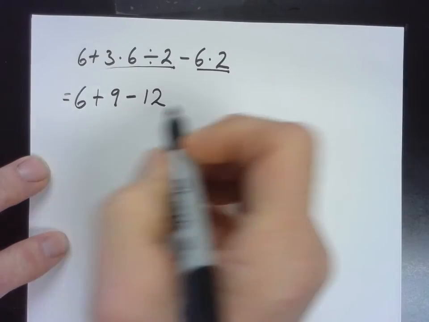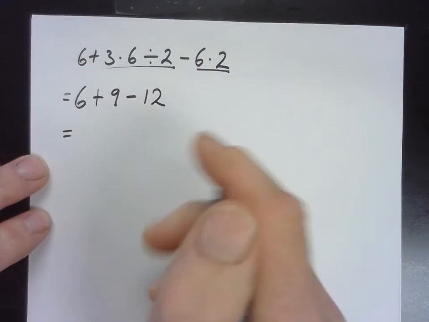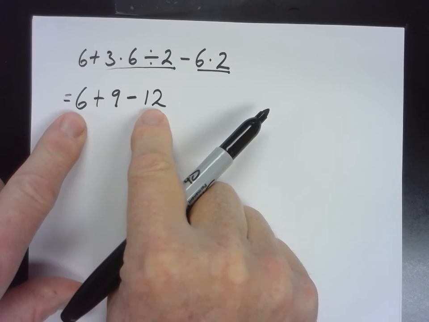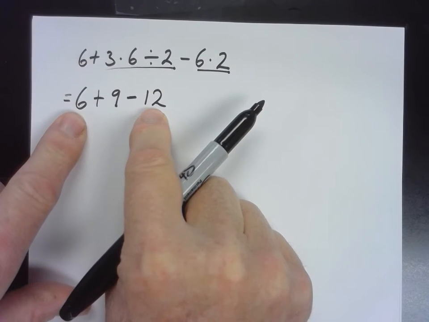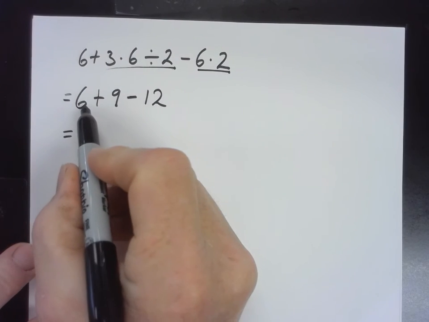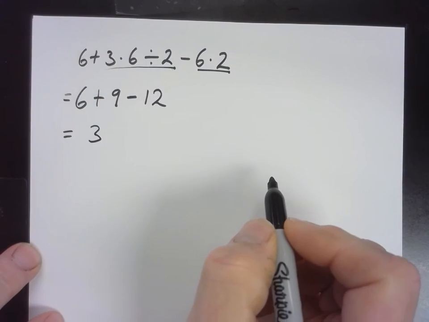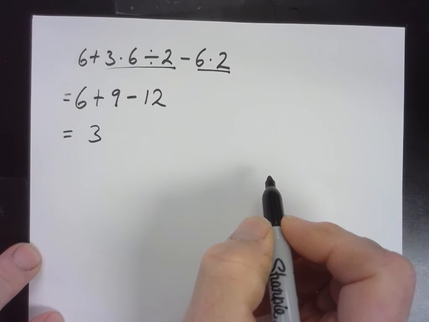Okay. And now it's all addition. We can just go ahead and add it up. You could even go 6 plus negative 12 first, if you want. But it looks to me like we have 15 subtract 12 is 3. Okay? Okay, now I want you to do this one.